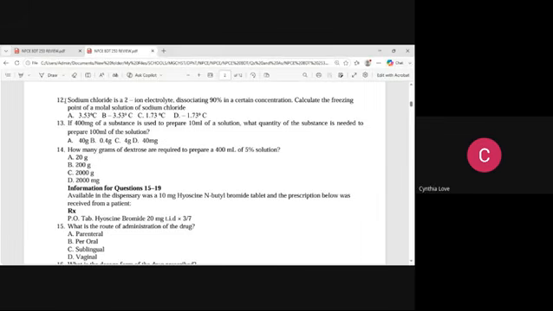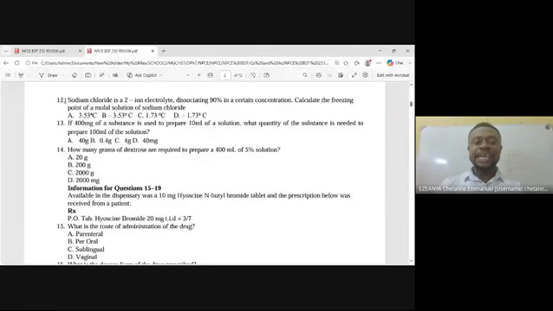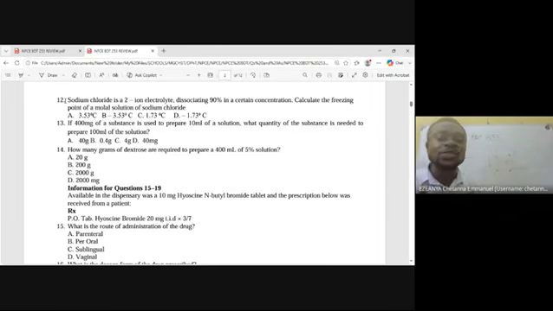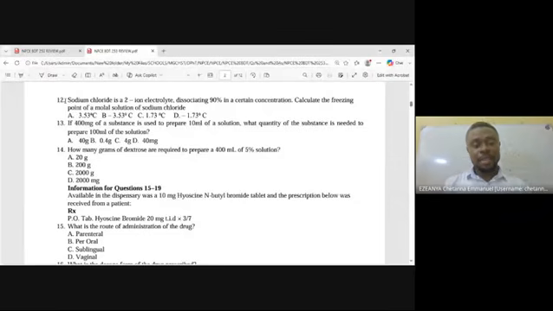That's if you are asked to solve for freezing point depression, sir. Right? Good. Let's assume you were asked to calculate the freezing point depression. That's when it becomes 3.53. But the question says calculate the freezing point of a molar solution of sodium chloride. The freezing point. That's why it is minus. Is that clear?